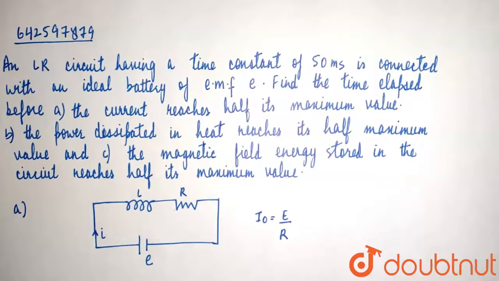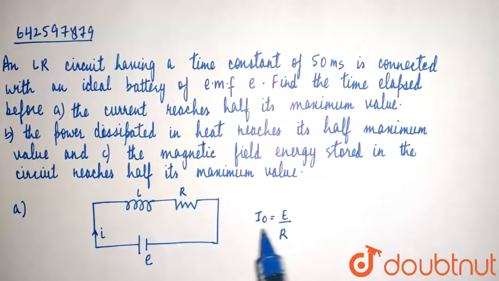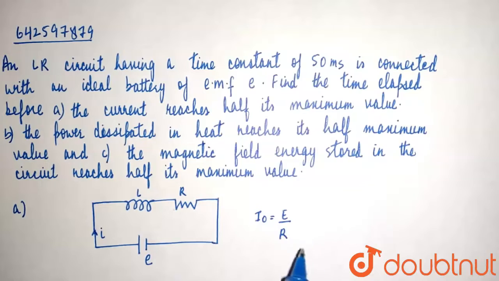So we know whenever there's a steady state current, what is steady state current? We can say constant charge flows per unit time. That means constant current is flowing through the circuit. And what would that constant current be? It would simply be EMF, that is voltage, divided by resistance of the circuit. So at steady state conditions, I naught, that is the steady state value of current, is equal to E by R.